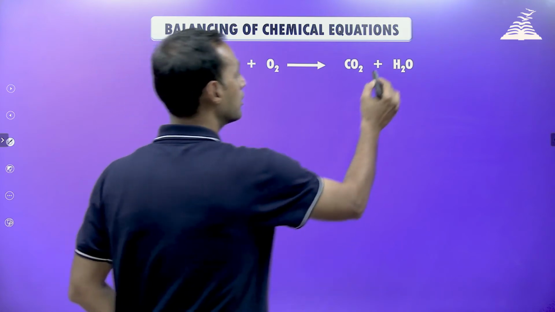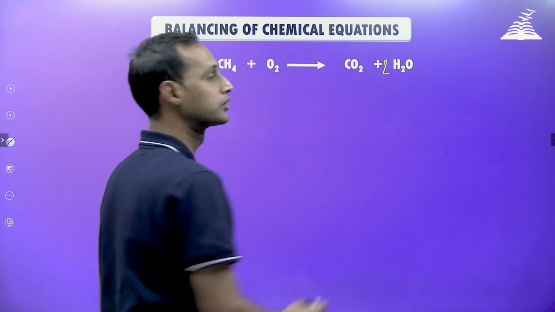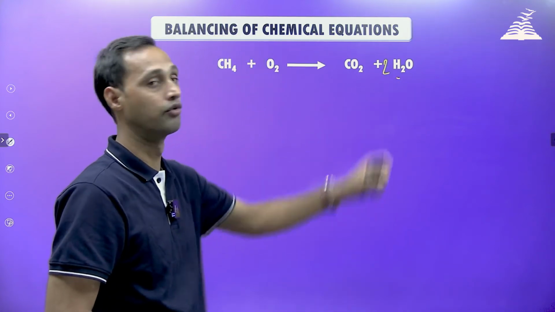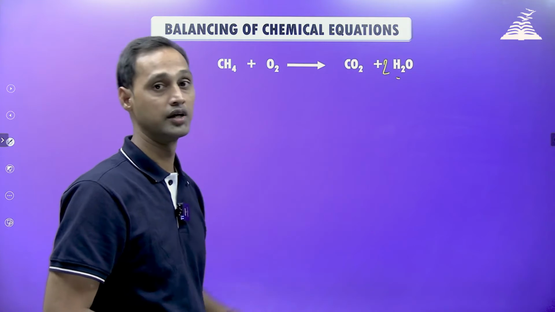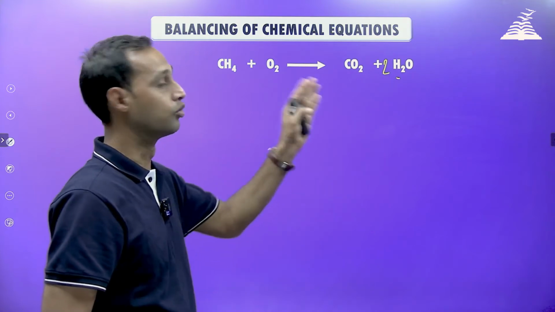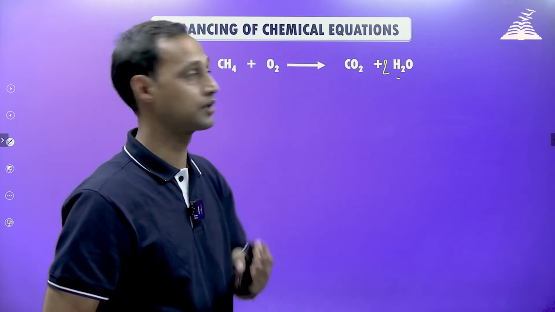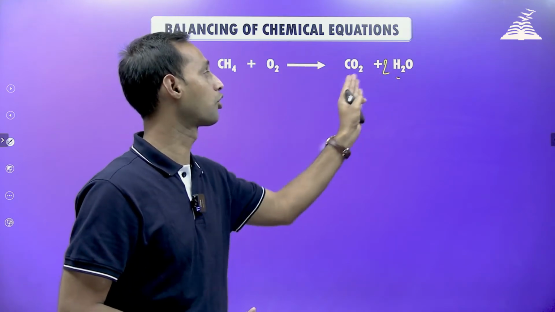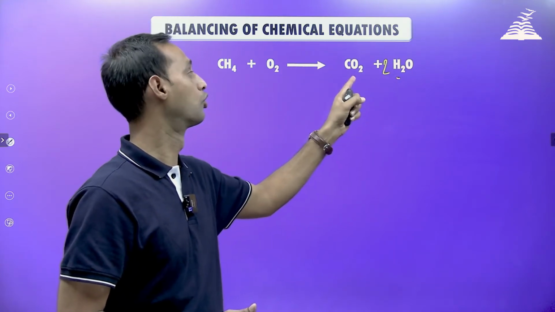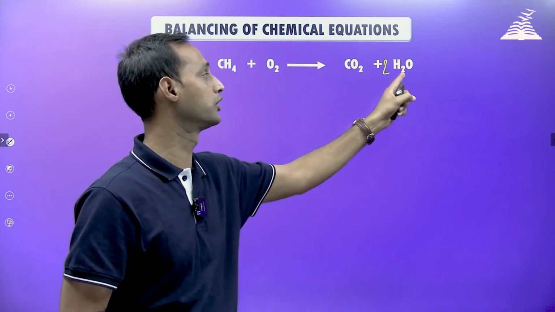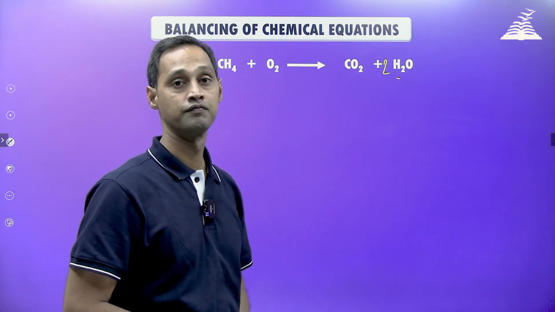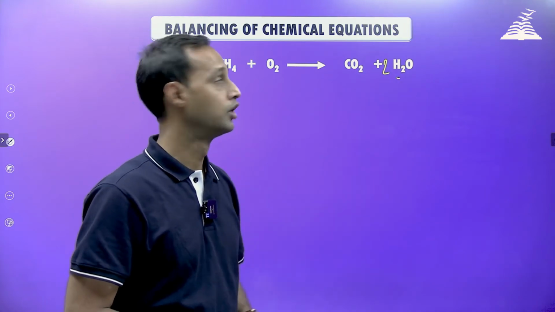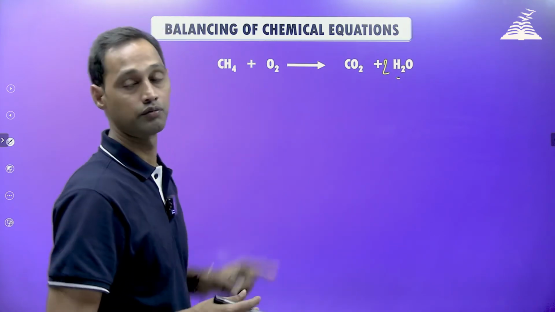How do you make it? Multiply H2O with 2, so that we now have 4 hydrogen atoms on the right hand side as well. Right, now let's take a look at the number of oxygen atoms. Oxygen atoms 2 on left hand side, whereas 4 on right hand side. 2 here with carbon dioxide and 2 with water. Total 4 oxygen atoms. So we need to make it 4.